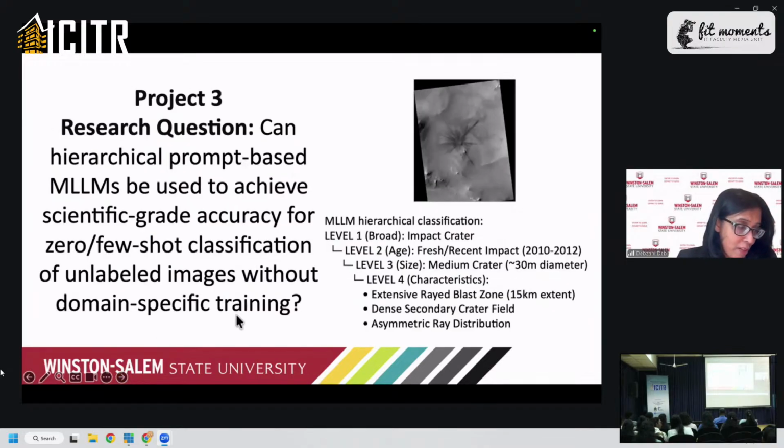Project number 3, as I said, is still an evolving project. It is not mature yet, so we have not published yet, although a paper is waiting for review. But we are tackling a much bigger question, which is: can we use a hierarchical prompt-based LLM and do zero- and few-shot classification of those images?